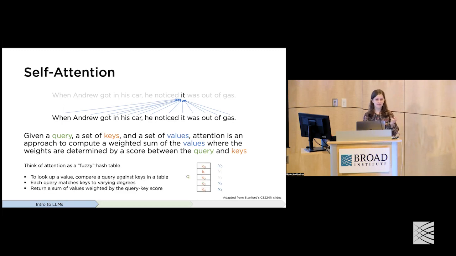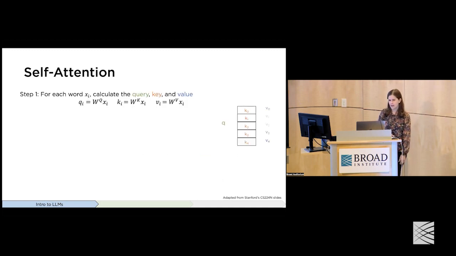So you can think of attention here as kind of a fuzzy hash table. To look up a value, you want to compare a query against the keys in that hash table. And each query matches those keys to varying degrees. You then return a sum of those values weighted by that query-key score. So that then lets you create your representation of the word "it" that is informed by all of the other representations in the sentence. And just to go through this step by step now.